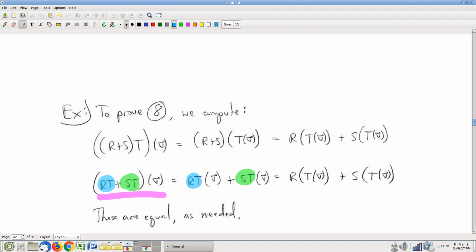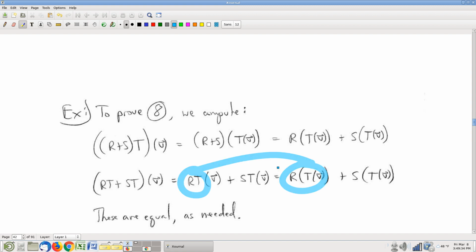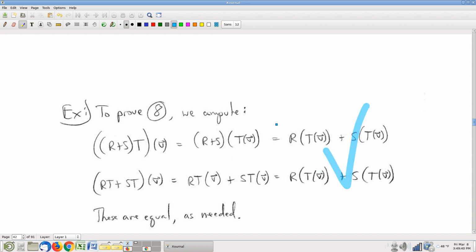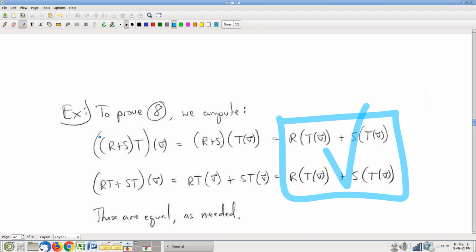Right? Products are defined by compositions, just like in the definition a couple pages back. And lo and behold, note we get the same thing out of both of these functions. Therefore, these functions are equal, and that is exactly property 8. So, that's the proof. It's just directly checking that it behaves the way it's supposed to behave.